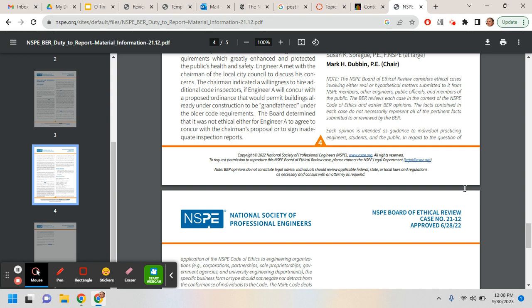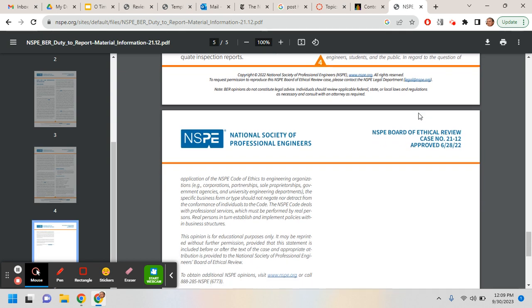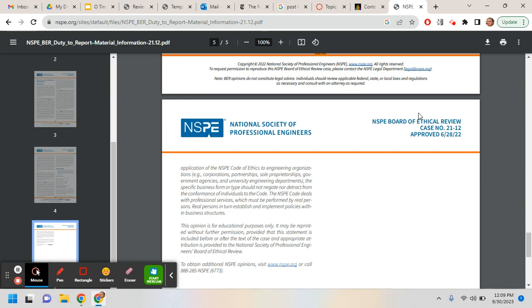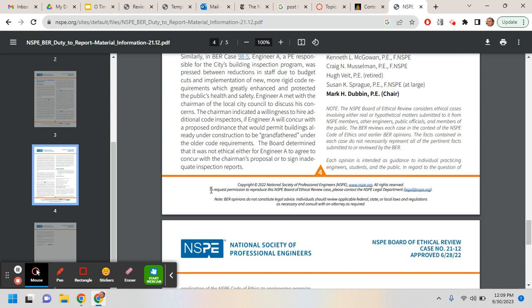I'm sorry, I can't find it. How to actually apply the principles of the code of ethics to actual situations. Right. And again, this opinion is for educational purposes only. Right? So what we see here is not somebody brought on trial, it is often based upon real events.